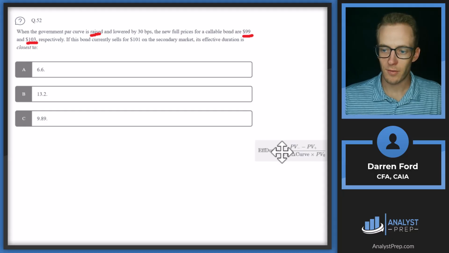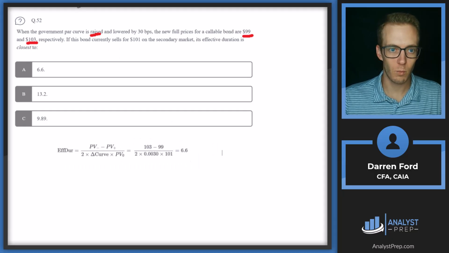So we're going to be using our effective duration formula, which is PV minus minus PV plus. So PV minus is the value of the bond when the yield of the bond is lowered. So in this case, we're lowering by 30 basis points. When the yield is lowered by 30 basis points, what is that new price? And then PV plus is going to be the opposite. So we'll be plugging in 103 here for the PV minus, which is given, and we're going to be plugging in 99 for PV plus, which is also given.